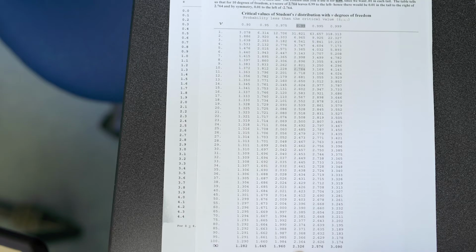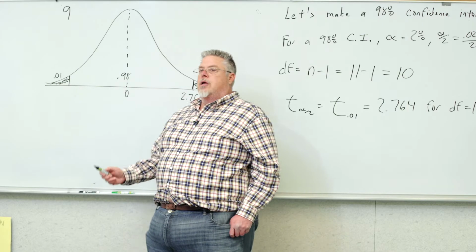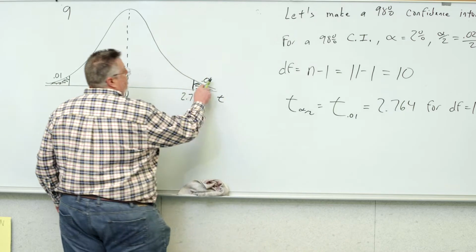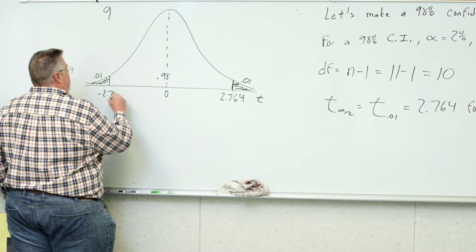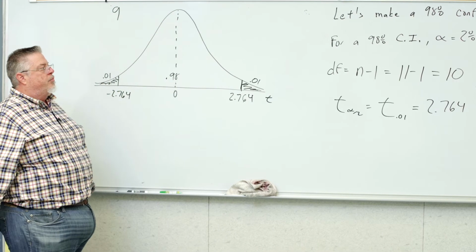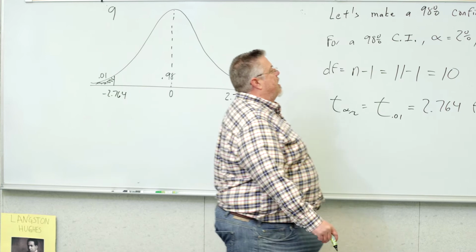So if you go back to your t-table, 10 degrees of freedom is the row that we use, 0.99 is the column that we use, and we see 2.764 is the t-score that leaves 99% to the left of this mark. By symmetry then, that leaves 1% in the right tail, and since this is symmetric, negative 2.764 would leave 1% in the left tail.